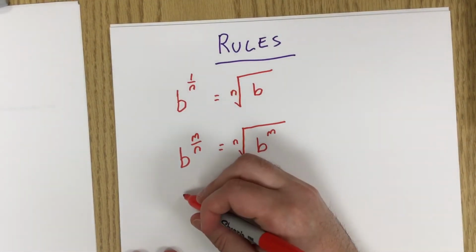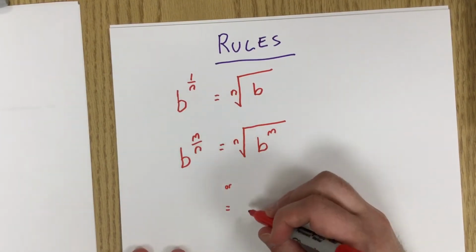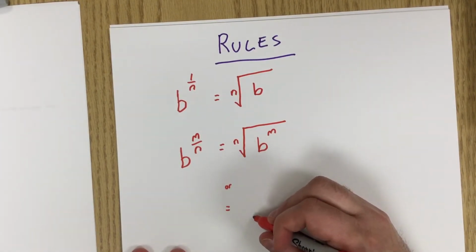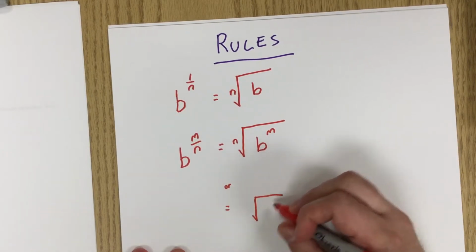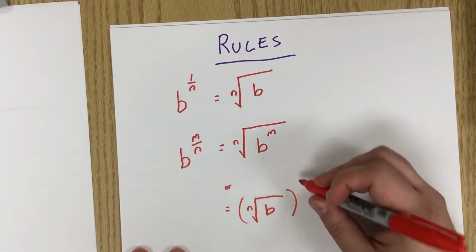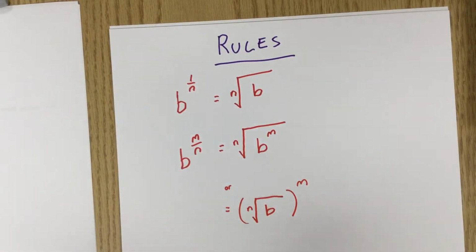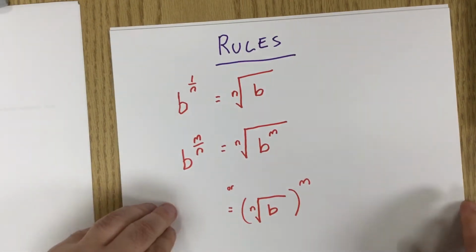Another way you could write this, actually, you could do it in the opposite order. What you could say is it's the nth root of the b and to the m exponent. So these are essentially the 1 or 2 rules of fractional exponents, to add on to all the other exponent rules that you know.